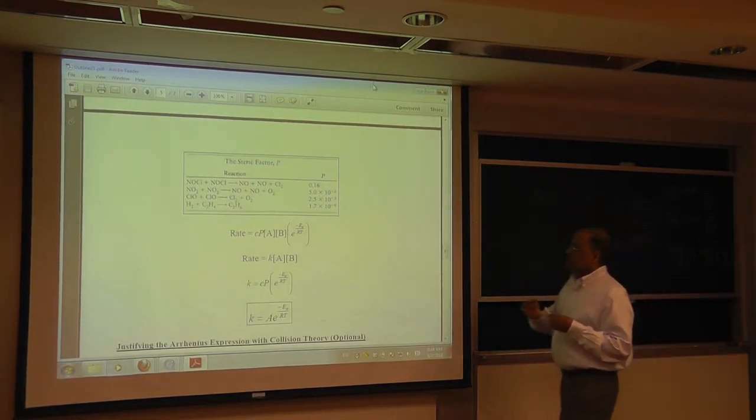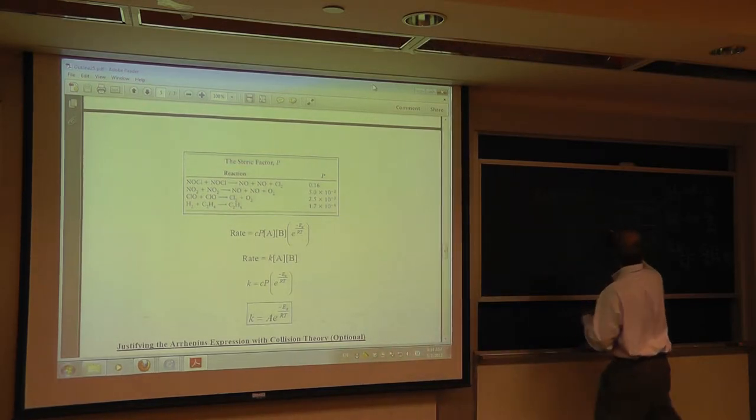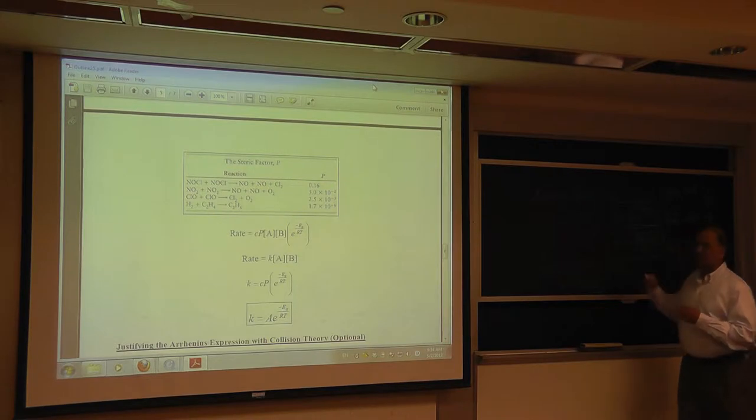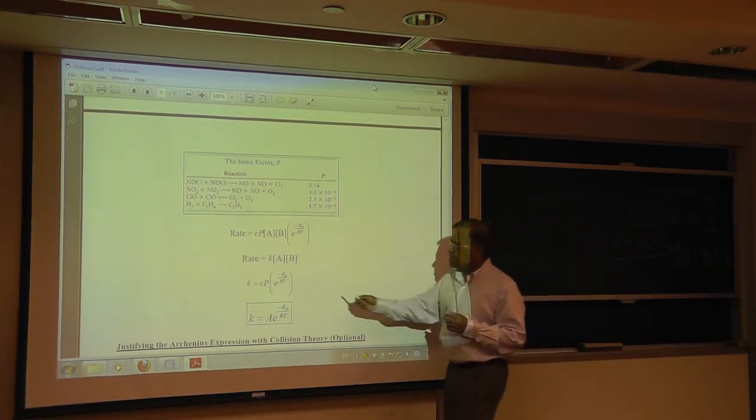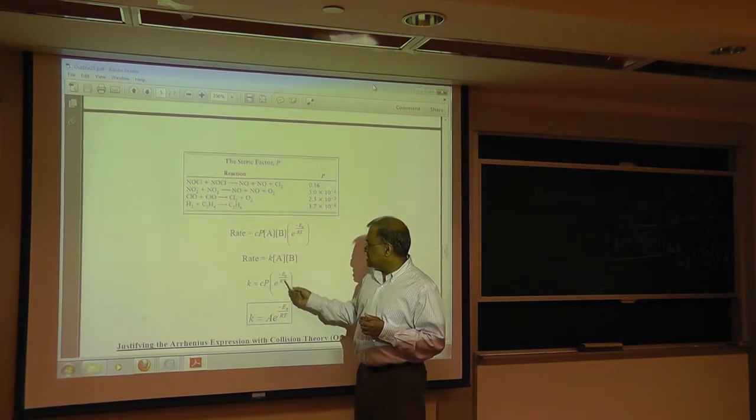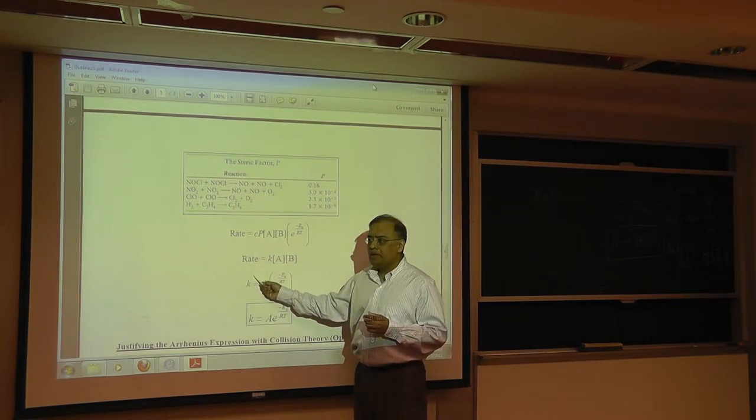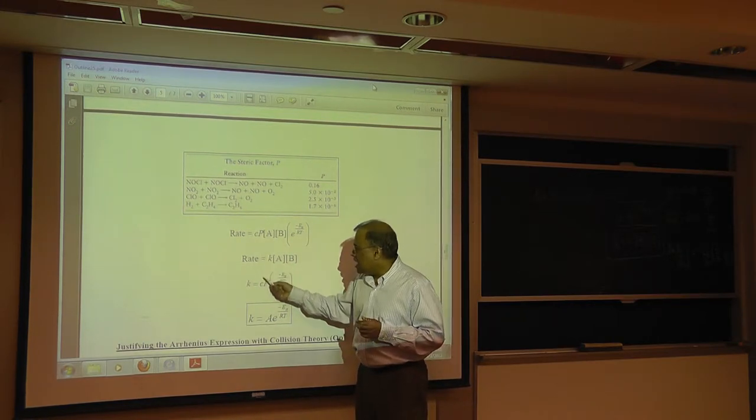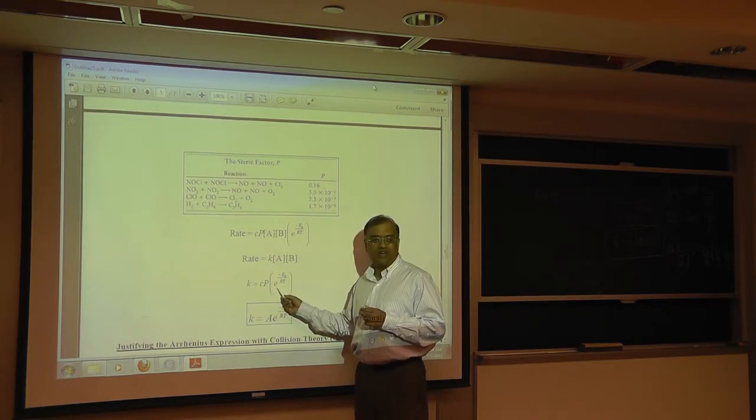assumptions, but then we can compare it to this equation here, which we have been using for the last three lectures. And now we can get an expression for the rate constant by making this comparison here. The rate constant has this form. This is our theoretical derivation of the rate constant.